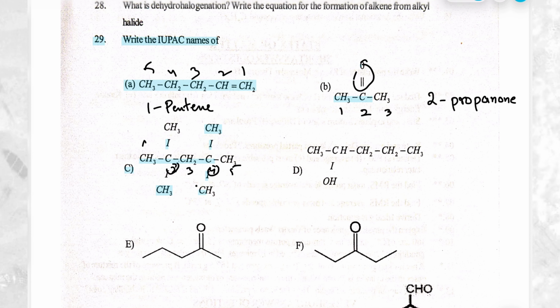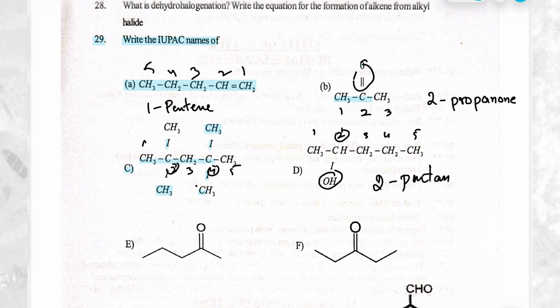Similarly, you can come here: 1, 2, 3, 4, 5. At the second place, an OH group is there. That is alcohol. So we can say 2-pentanol, or pentan-2-ol. You can write here 2-pentanol.